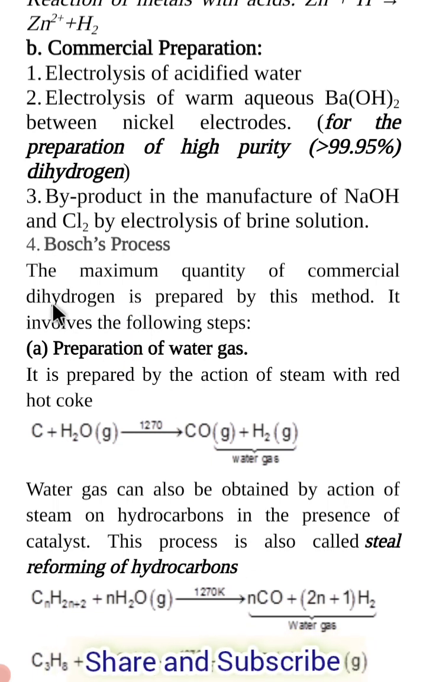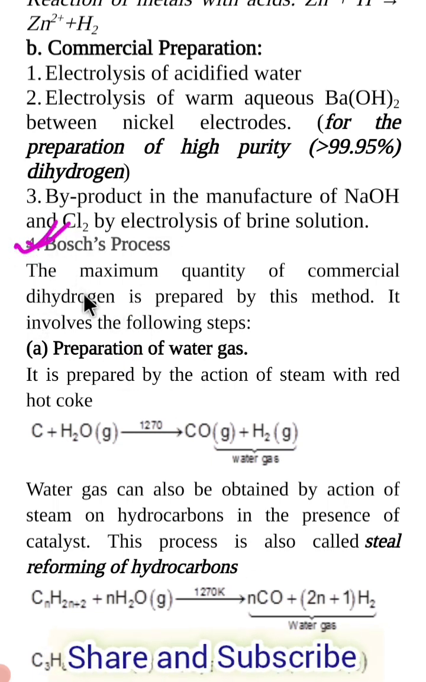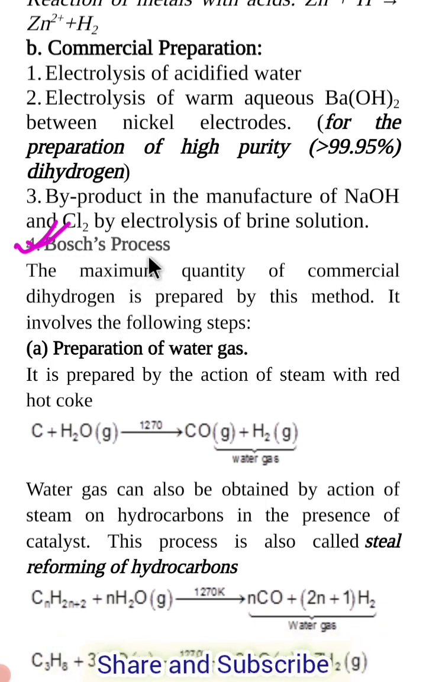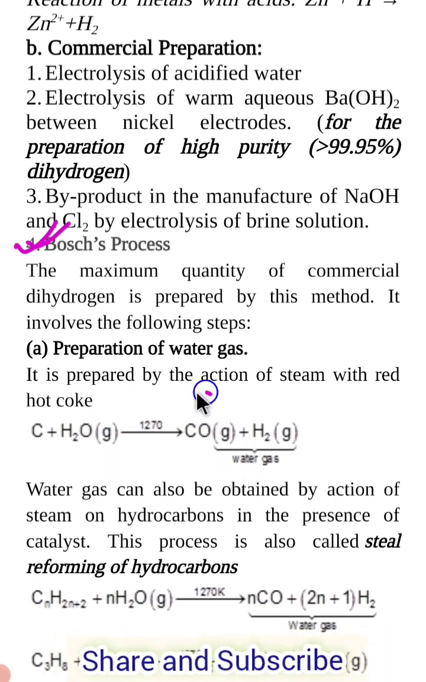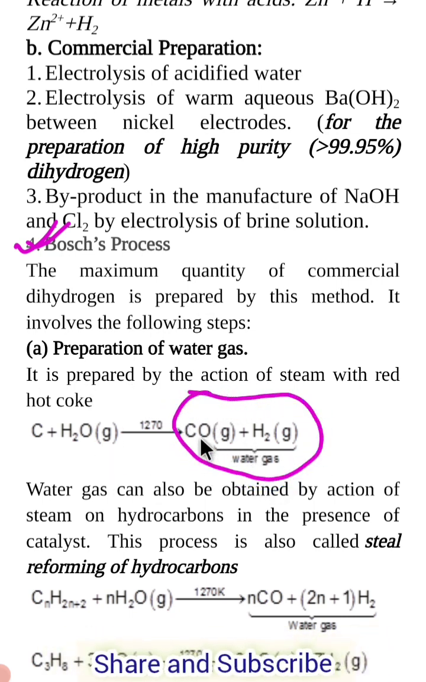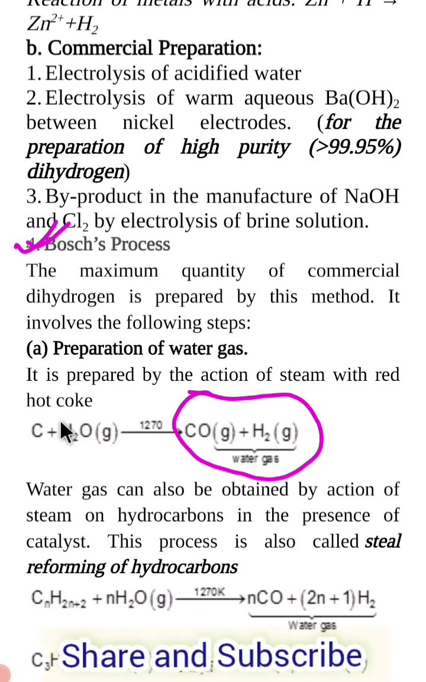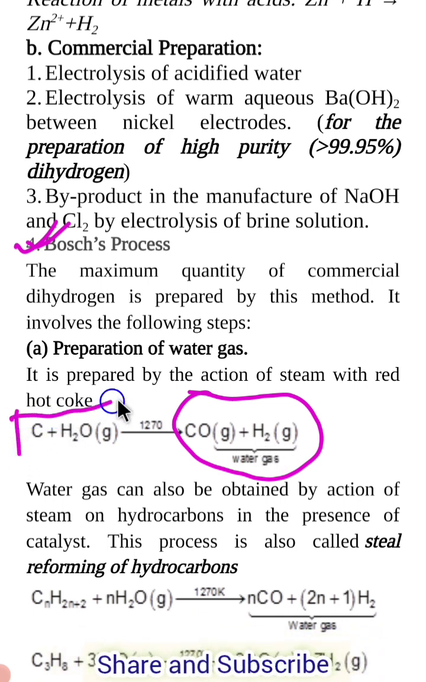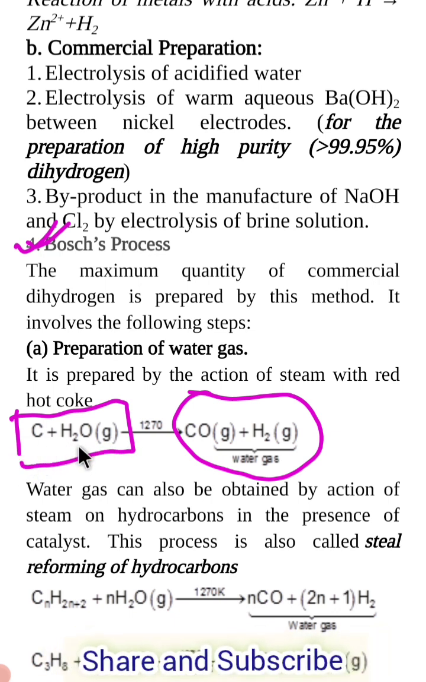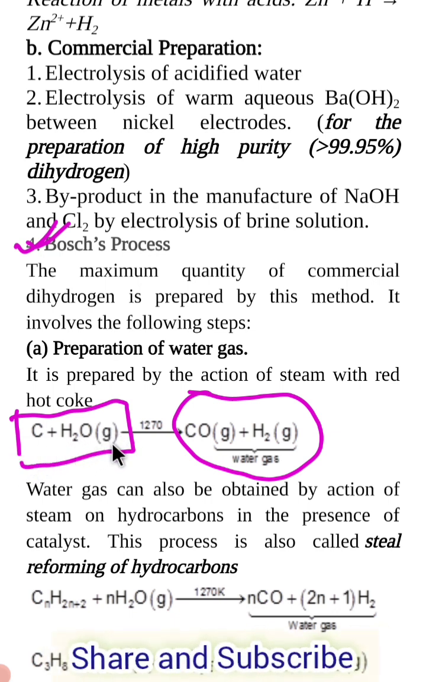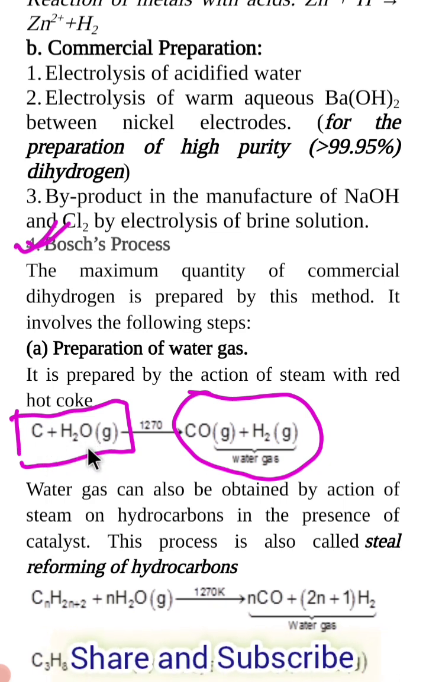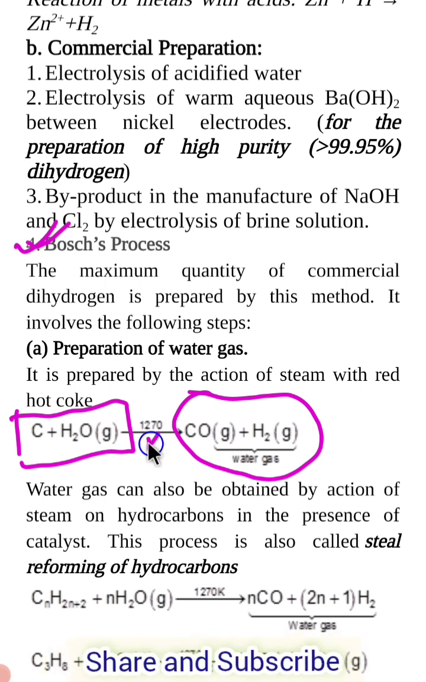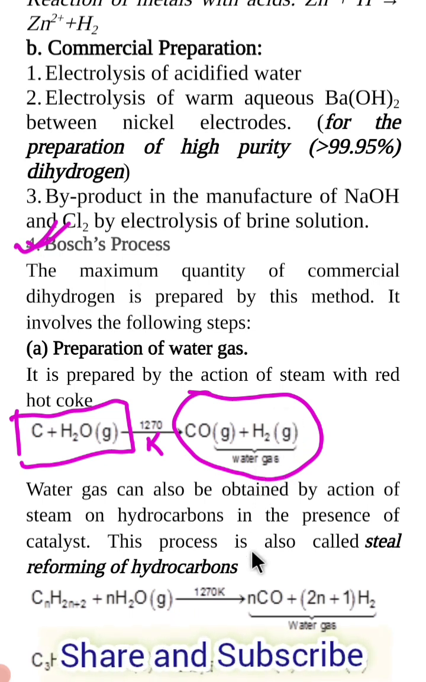Next preparation is by the Bosch process. This is also one of the commercial preparations of hydrogen. First, water gas is obtained. Water gas is a mixture of carbon monoxide and hydrogen, which is obtained by reacting carbon with steam. This is steam, not liquid water. This is gaseous water, and then the mixture is heated at 1270 Kelvin. Then water gas, which is a mixture of carbon monoxide and hydrogen, will be obtained.